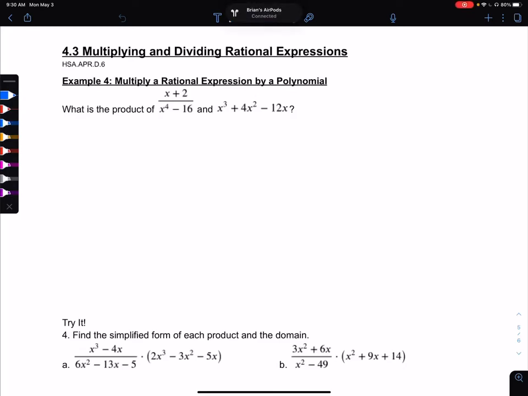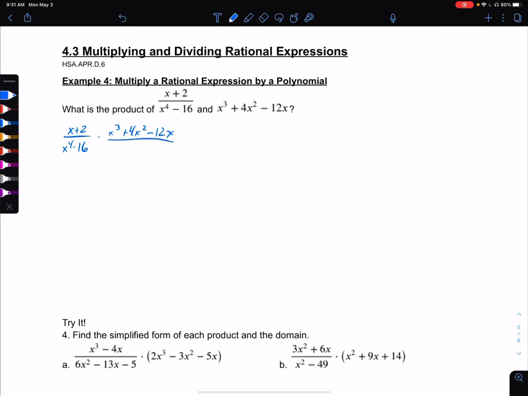In this video, we're going to look at example 4 from section 4.3, where we multiply a rational expression by a polynomial. What's different from example 2 or 3 is that the second term here is a polynomial. It's not in fraction form. So we're going to write this as x plus 2 over x to the 4th minus 16 times, because we're looking at products, x cubed plus 4x squared minus 12x.